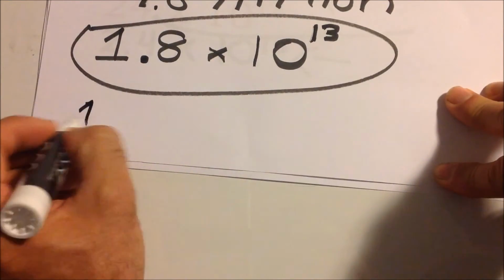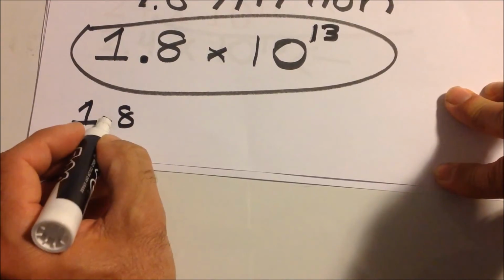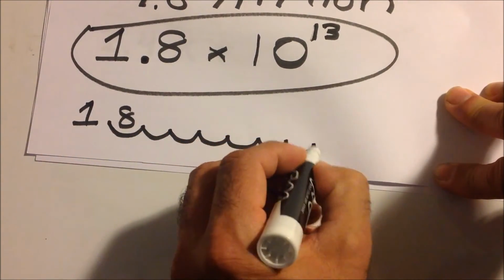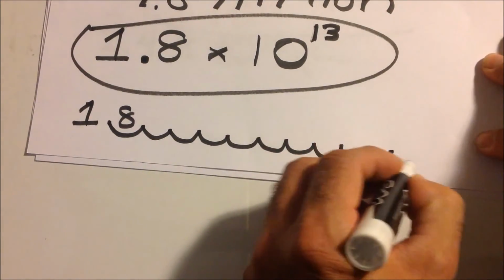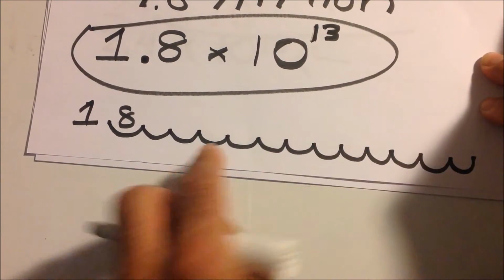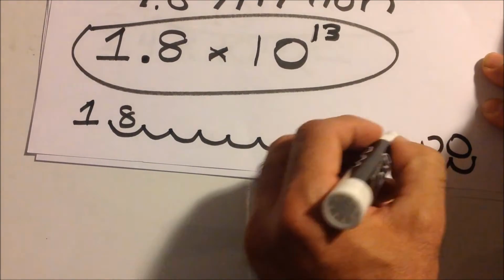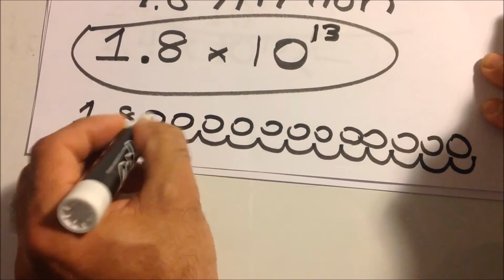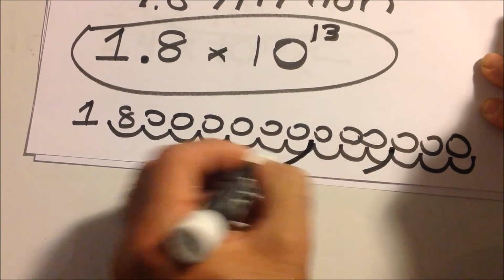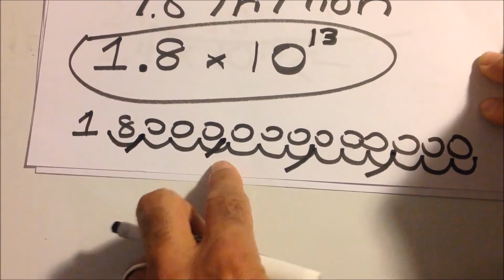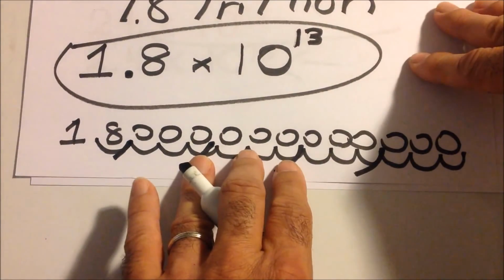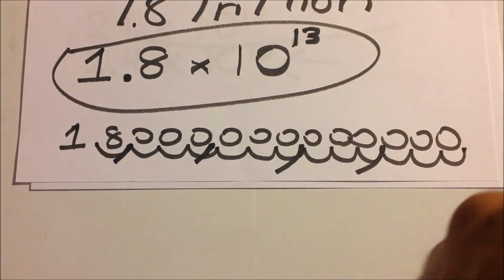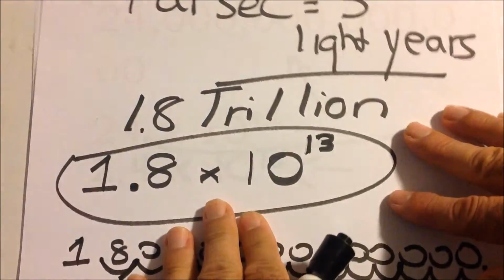So if we had 1.8, I would move it 1, 2, 3, 4, 5, 6, 7, 8, 9, 10, 11, 12, 13. That's where the decimal would be, and just fill it with zeros. Every 3 is a period. And there we have our 18 trillion miles. So that's how much light will travel in 3 years, which is called, again, a parsec.